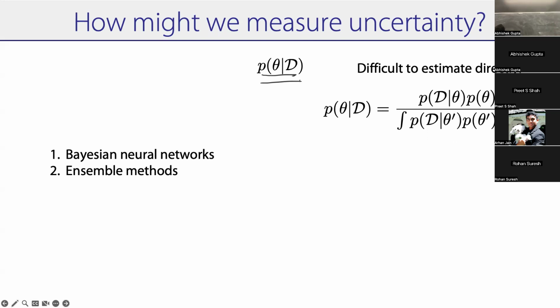Okay, so it's difficult because you have to compute that denominator. It's an infinite integral, so a hard thing to compute. And so we're going to construct a bunch of approximations, right? Here are two popular ones. The first is the Bayesian neural net, and the second is an ensemble. So the Bayesian neural net is really simple, right?